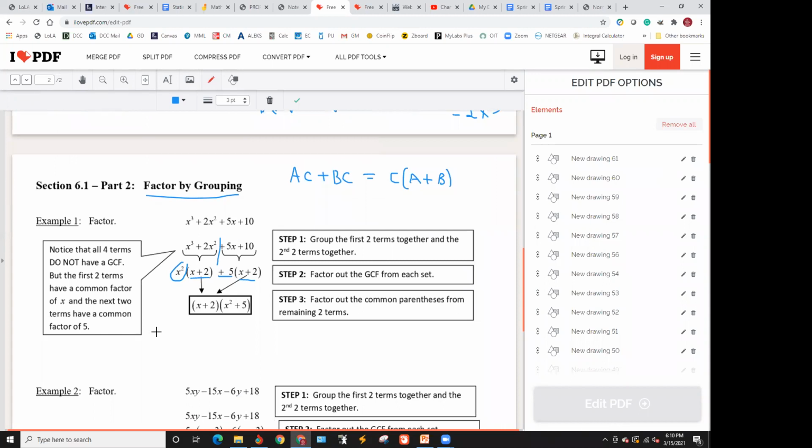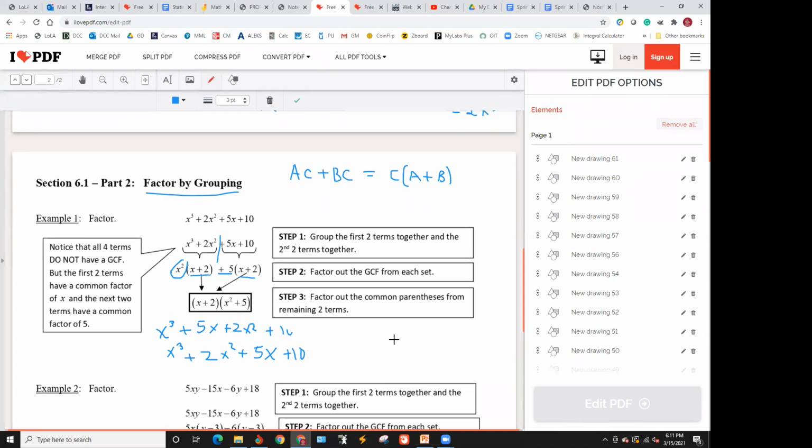So watch. X times x is x cubed. X times 5 is 5x. Inside is 2x squared. And 2 times 5 is 10. Now, other than it being in a different order in the middle, which is easy to fix by putting it in descending order, it's the same thing. So that's what we want to do.